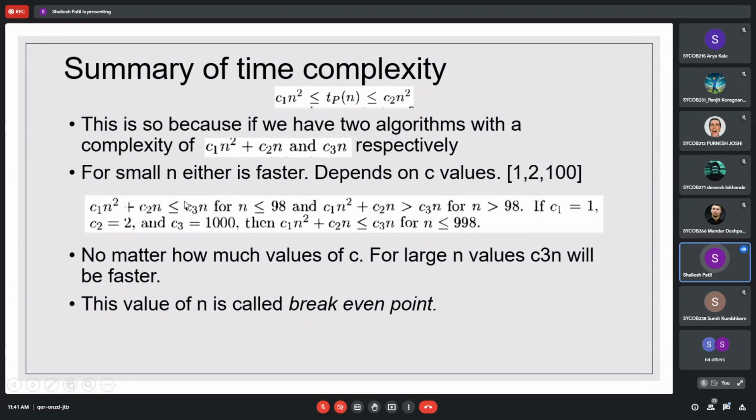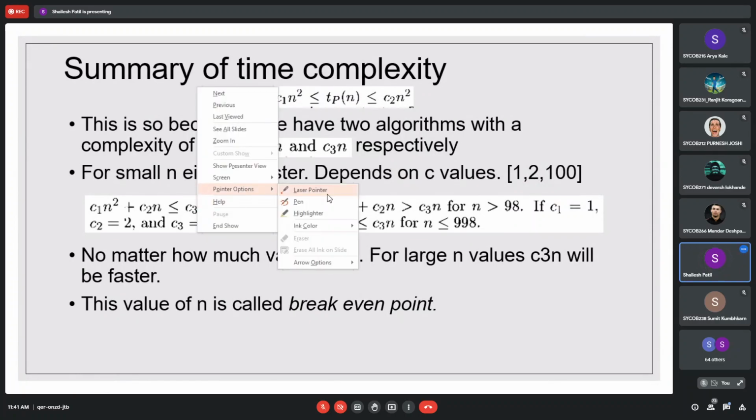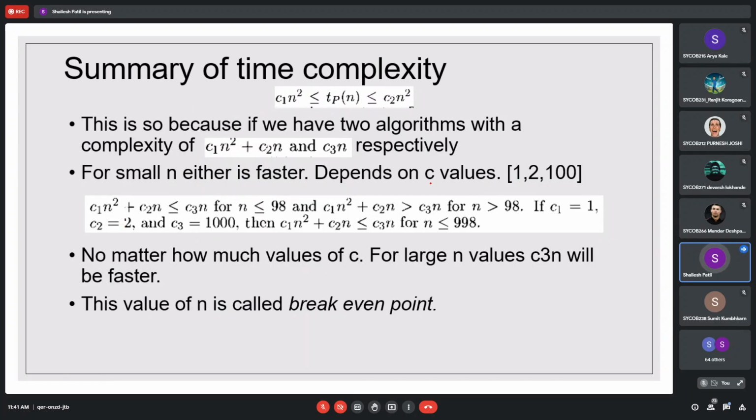This is the one example we have to see. It is given that c1 n square plus c2 n, and we have to find the relation with c3 n. So there are two functions: c1 n square plus c2 n, and c3 n. My first value will be for c1, the second value is for c2, and the third value is for n.